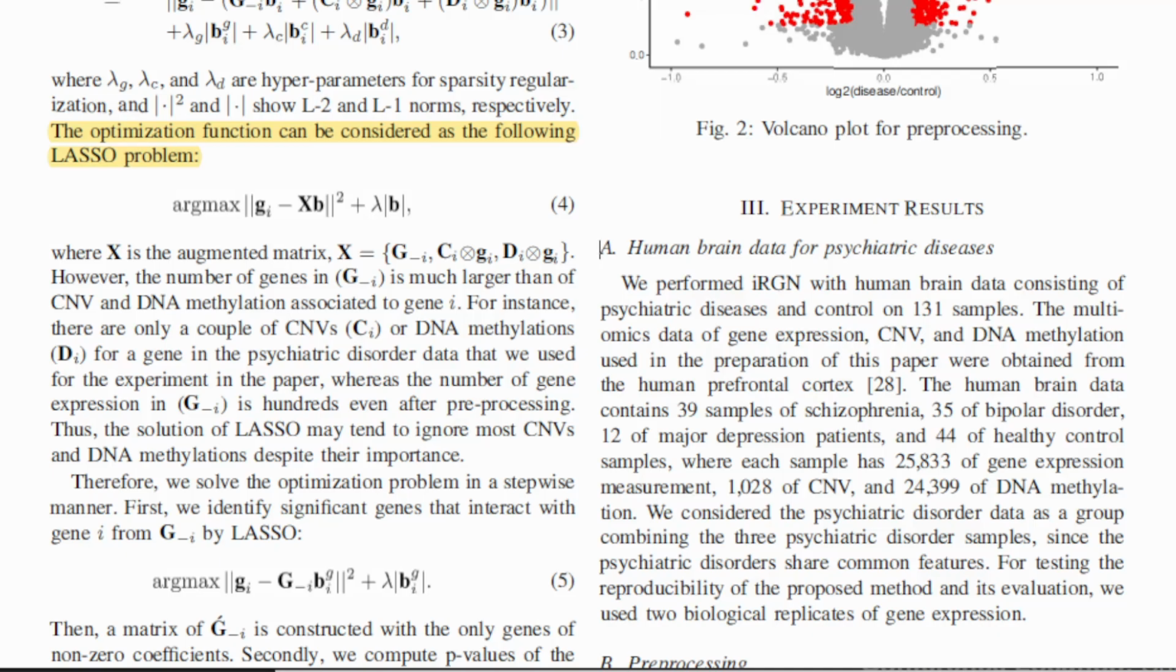Therefore, we solve the optimization problem in a stepwise manner. First, we identify significant genes that interact with gene I from GI by lasso, then a matrix of GI is constructed with only the genes of non-zero coefficients. Secondly, we compute p-values of the variables in the following linear regression. Then, the coefficients of the genes, CNVs, and DNA methylations where p-values are less than 0.05 are assigned to the adjacency matrix B. The procedure is described in Algorithm 1.